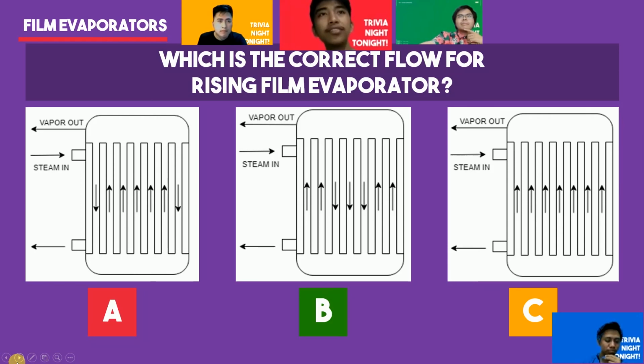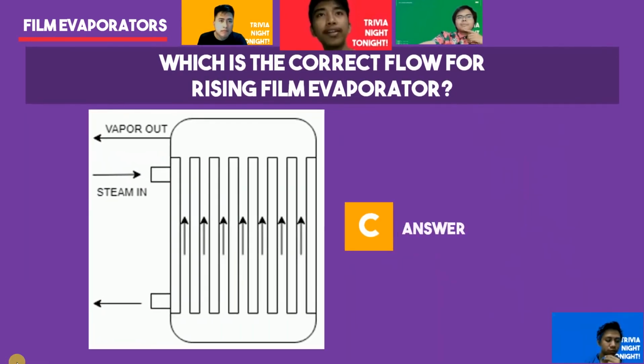Because in a rising film evaporator, the direction of fluid is usually upward and recycle is generally not used as the concentration of the fluid at the top is quite high.